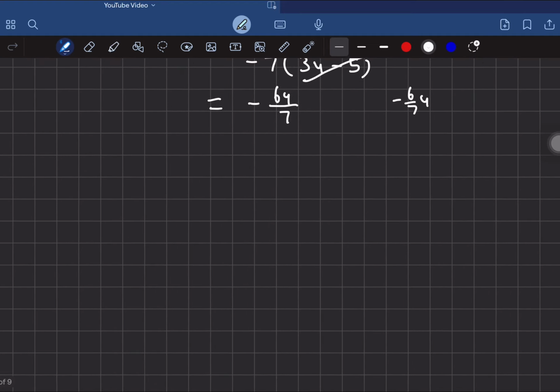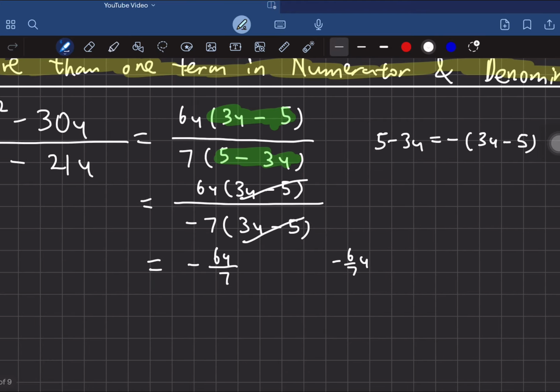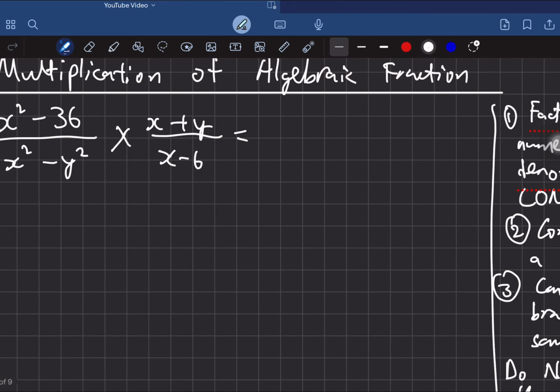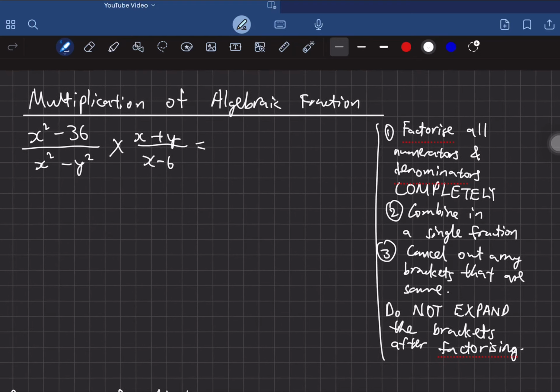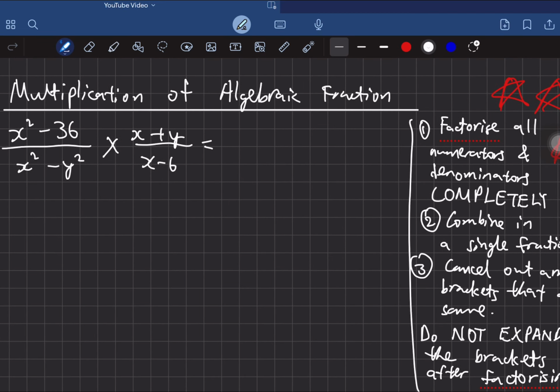So what if we continue to do our multiplication? Take note, over here, when we perform multiplication of algebraic fractions, if there is more than one term, it's the same thing. These are all the steps that are required. We have to factorize all numerators and denominators completely. If we didn't, I would say the question is almost impossible to be done. So with this, I factorize.